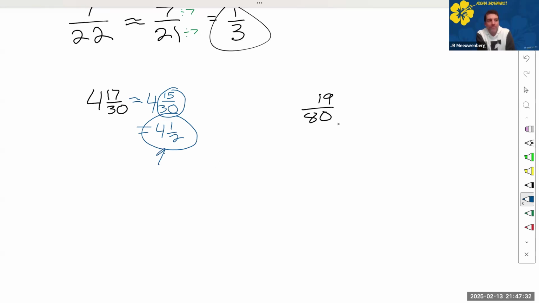How about 19 over 80? I'm curious what you did there. Well, 19 is pretty close to 20. And 20 over 80 makes a nice fraction. They both end in zeros, so we can divide by 10, which crosses off a 0. And then we can divide those remaining numbers, 2 and 8, by 2, and reduce right down to a 4th.